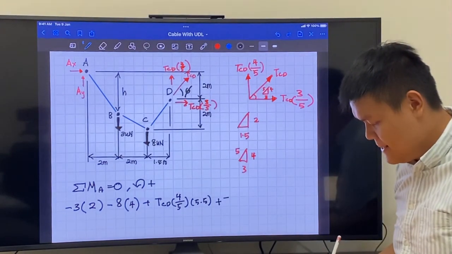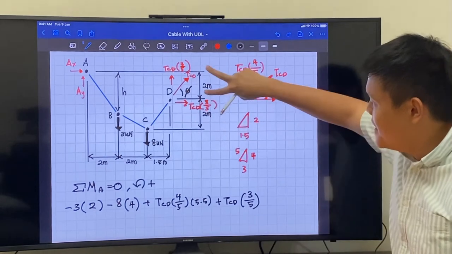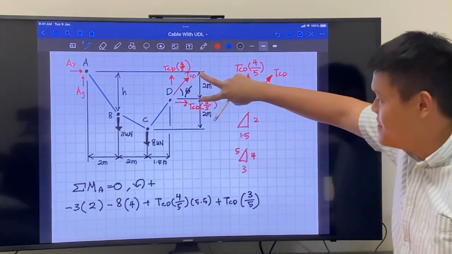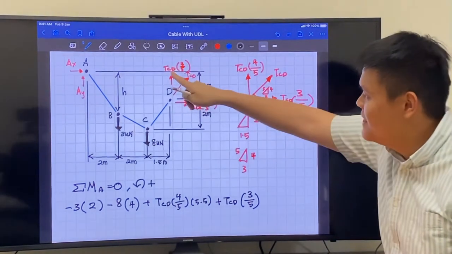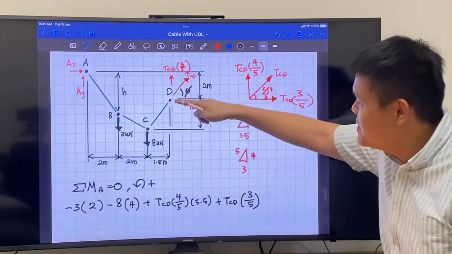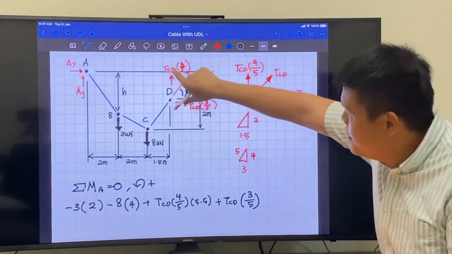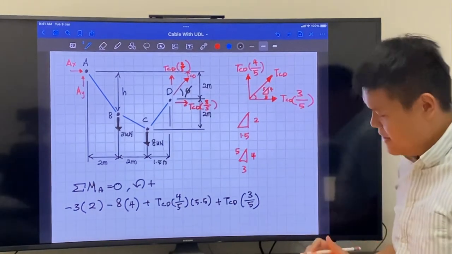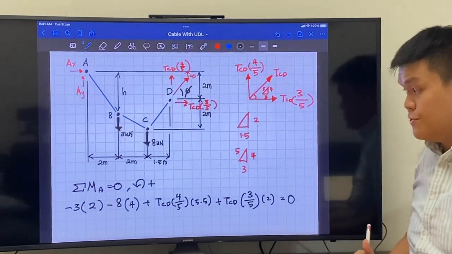So plus TCD 3 over 5 multiplied by this distance here. You always want to take the distance at a right angle. So this distance is what you want, right? You don't take this distance. You take this distance because this is what rotates it like this. So that's 2 meters, and it's equal to 0.